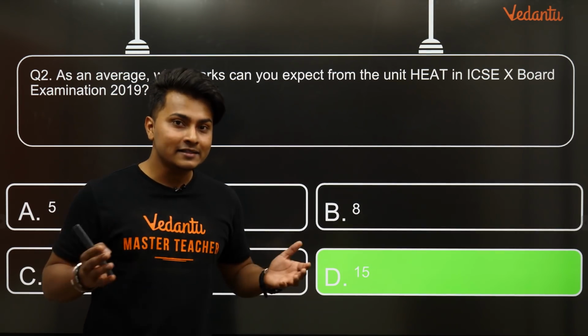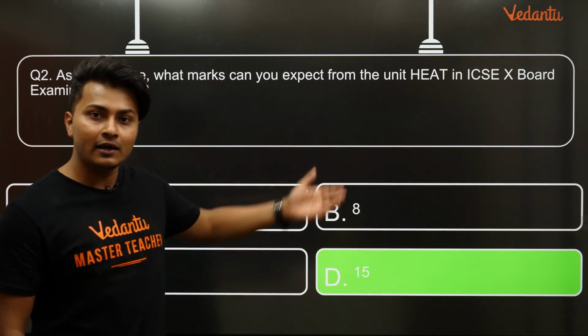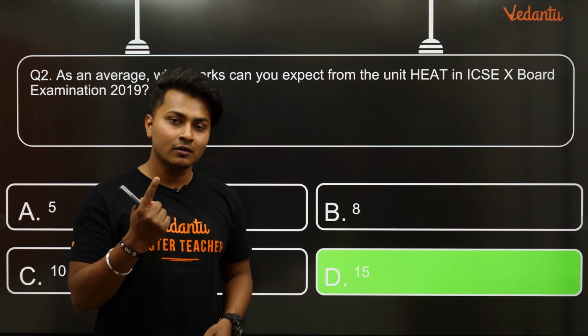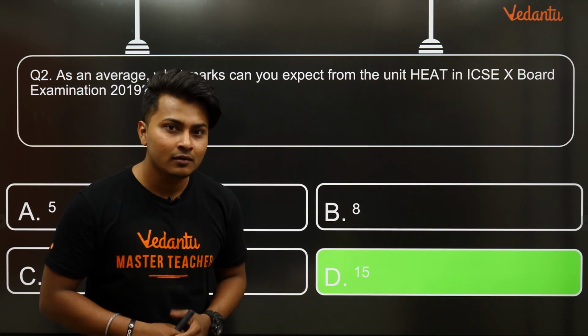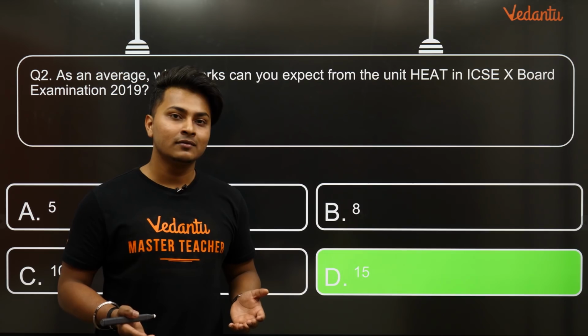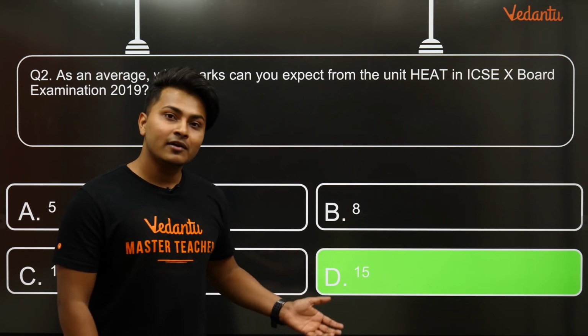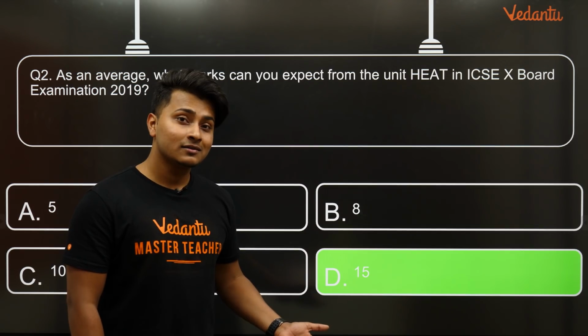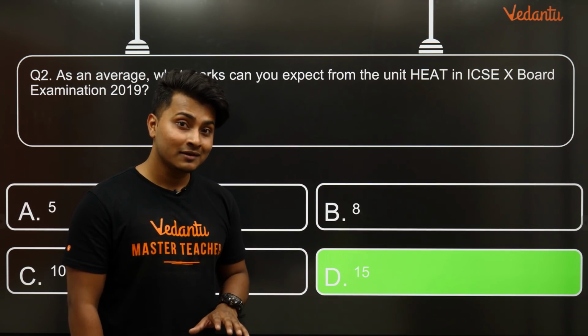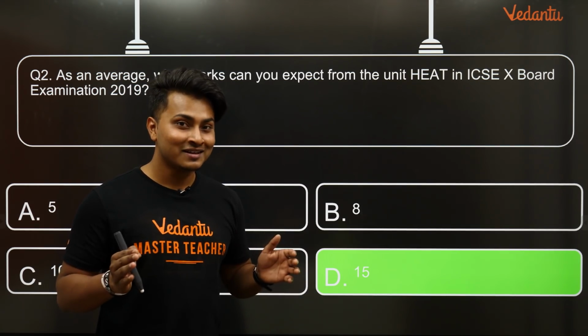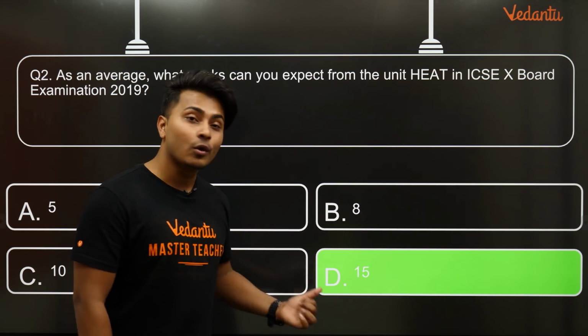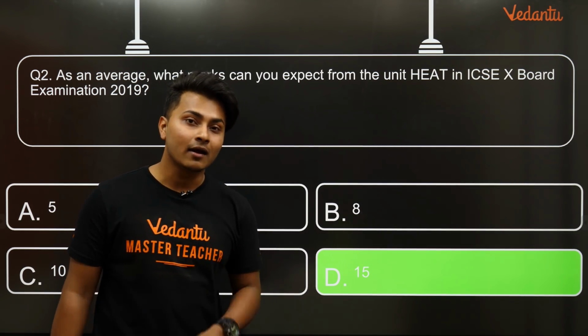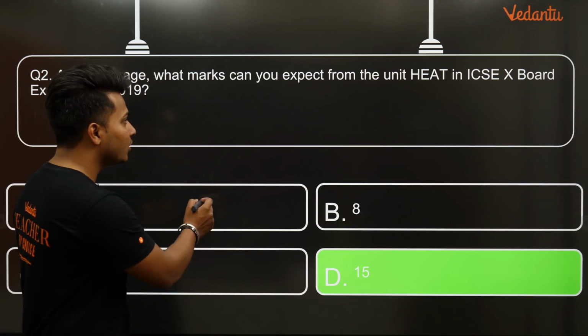And what's interesting is, in this unit heat, there is only one chapter. And what is that chapter? Calorimetry, isn't it? For calorimetry alone, you have 15 marks. That's too much. I will tell you exactly where to concentrate in that chapter right now. Let me show it to you guys.